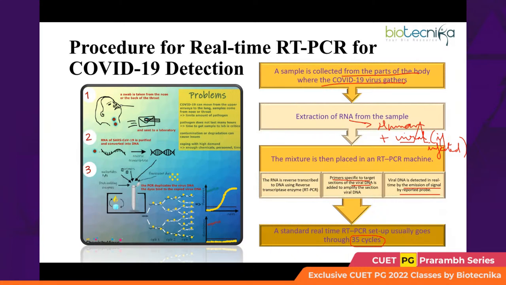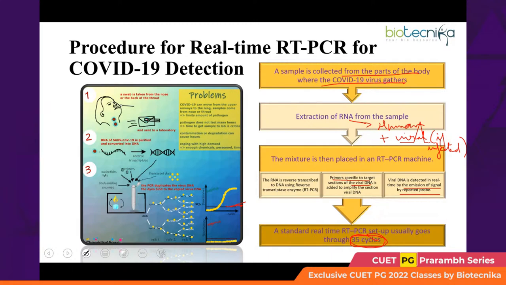Now, in real time, how are we able to see? With the help of the reporter probe, which will give fluorescence. As the amplification continues, the fluorescence will increase. Usually we put a threshold value. If in this set number of cycles the threshold value of fluorescence is not crossed, that means the person is not infected with the virus. And if the threshold value is crossed, then the person is infected with the virus.